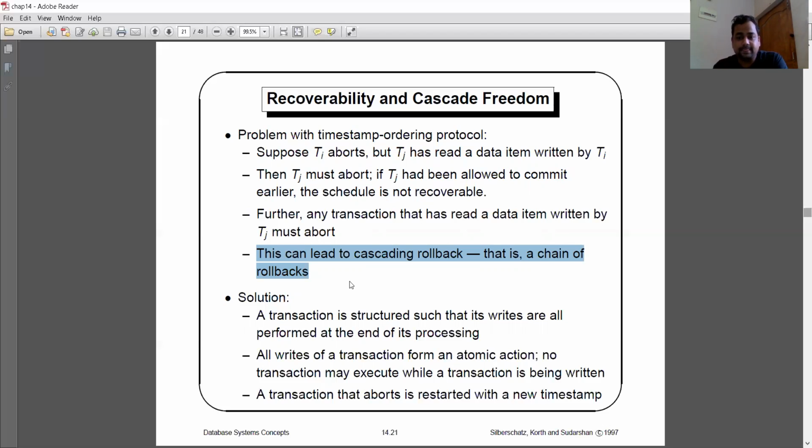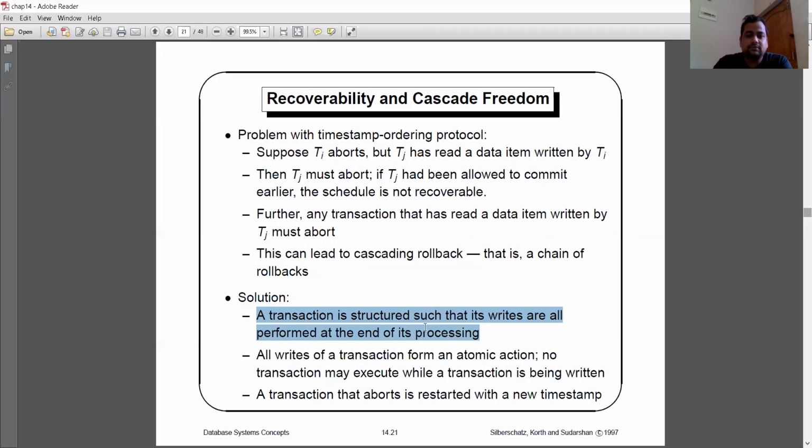Hence there is a chain of rollbacks, and that rollback is called cascading rollback. So this is the disadvantage of this timestamp protocol, which is called the cascading rollback. So how can we overcome this cascading rollback? There is a solution to this.